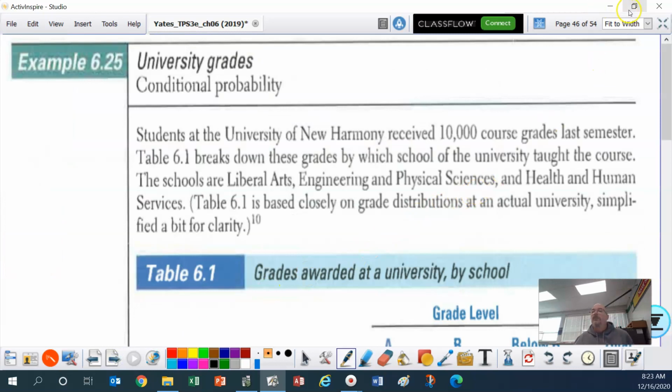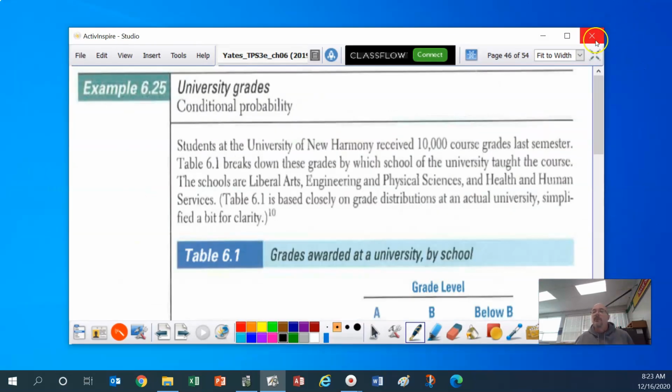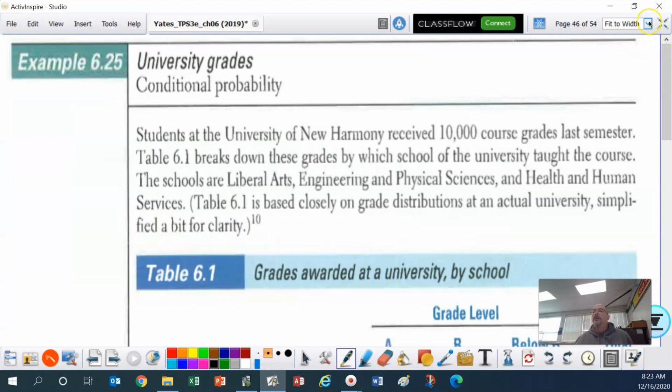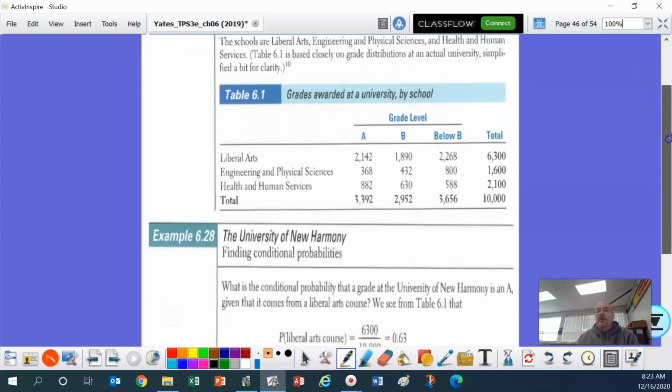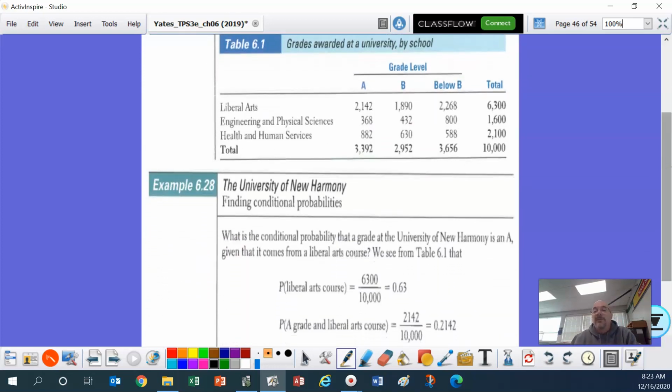All right, so, oops, I didn't want to do that. I wanted to make this a little bit smaller here. All right, so here's an example. Students at the University of Harmon received 10,000 course grades last semester. Okay, take time to read through that. We're given a table of values.